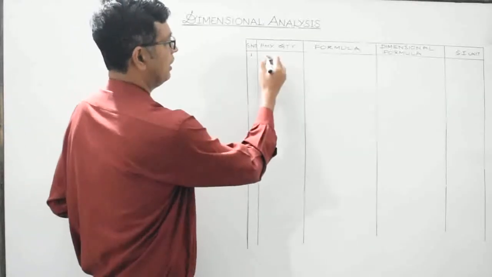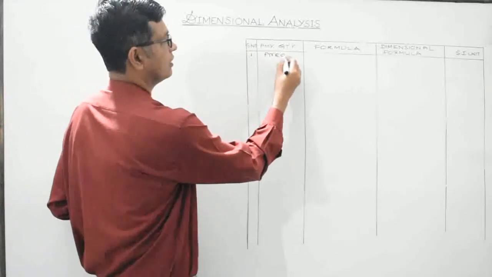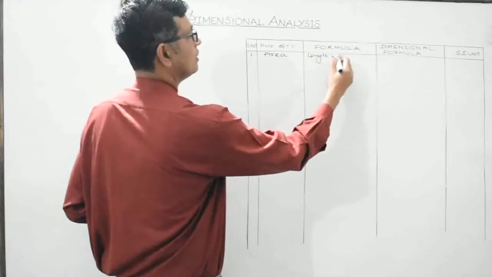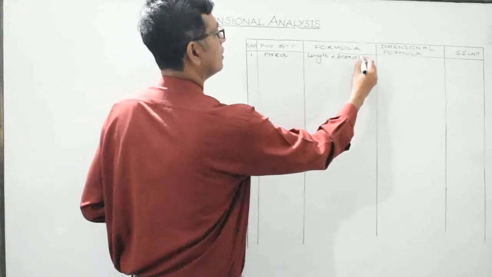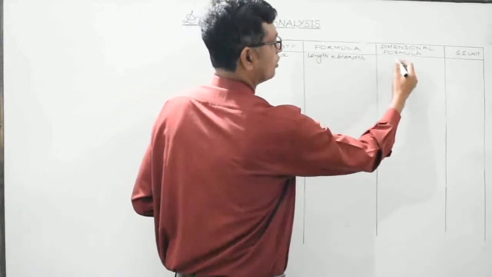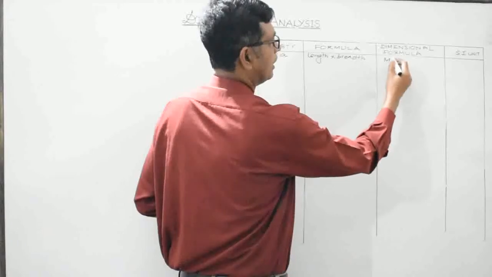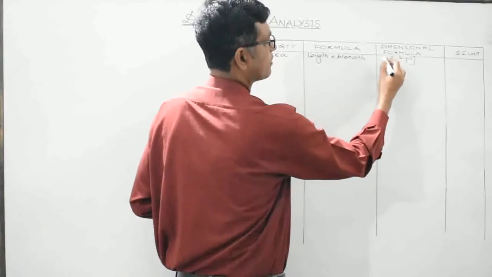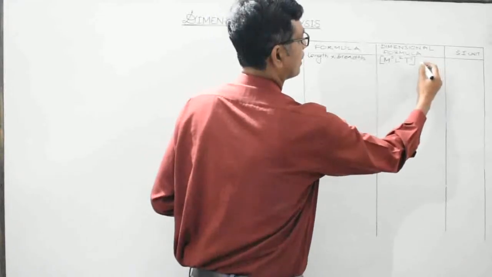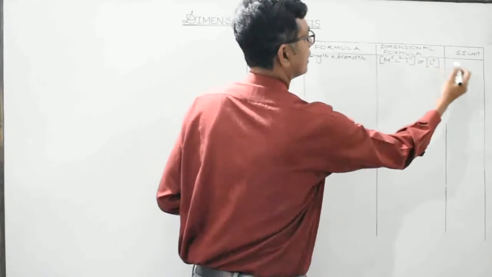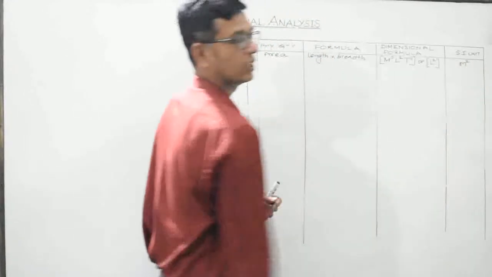Suppose the physical quantity is area. Formula is length into breadth or length into length. So it will be meter into meter, meter square. So the dimensional formula would be M0, L2, T0. Or simply you can write it like this as well. SI unit is meter square.